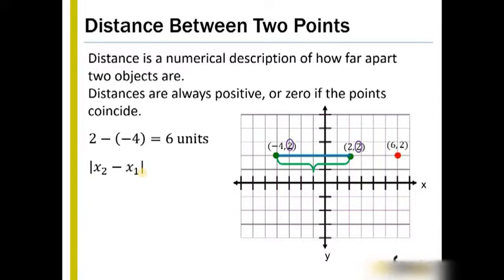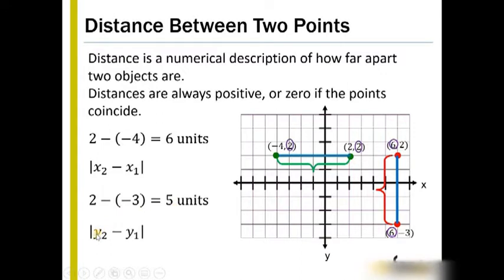Here's another point, 6, 2, and a point 6, -3. The distance between these 2 points is this length here. This time they have the same x-coordinate, so the distance between them is just the distance along this vertical line. The y-coordinate of this point is 2, and the y-coordinate of this point is -3. So the distance between them is 2 take away -3, which is 5. And we can write this as one y-coordinate minus the other y-coordinate, and we use the absolute value sign to show that we're always taking the positive value.